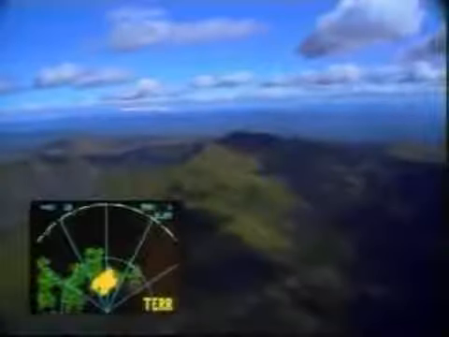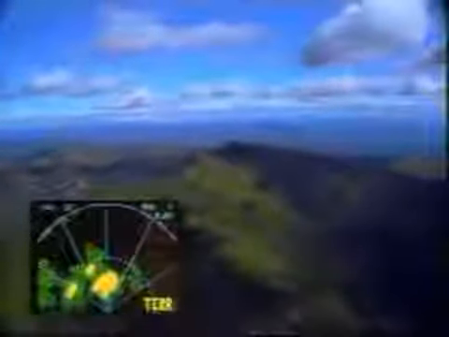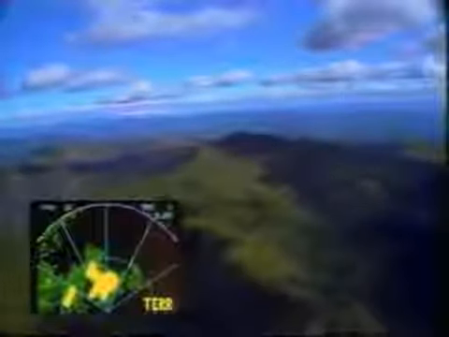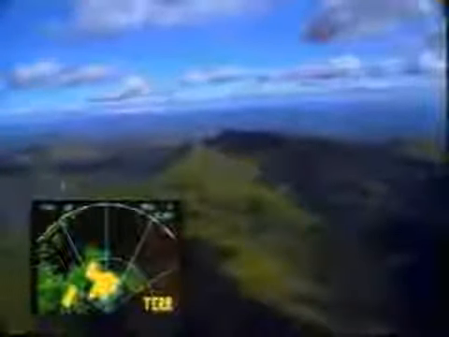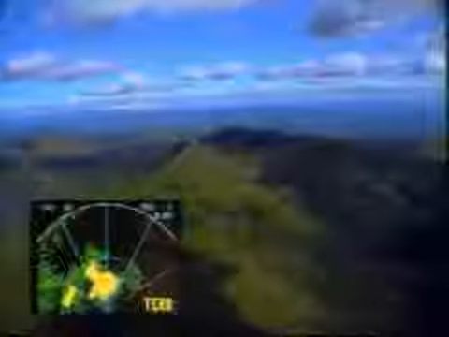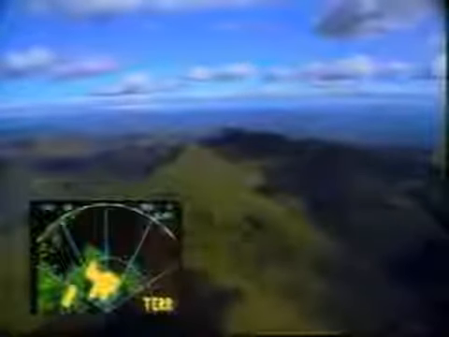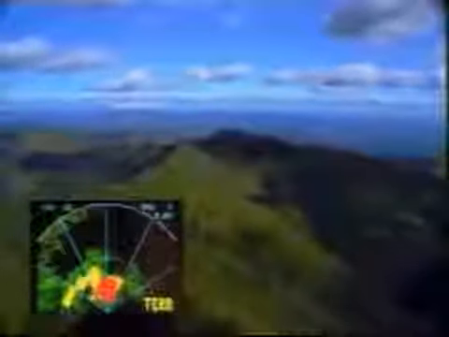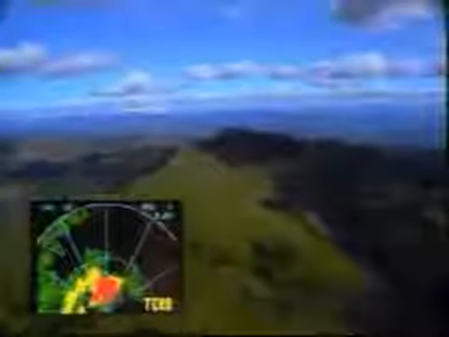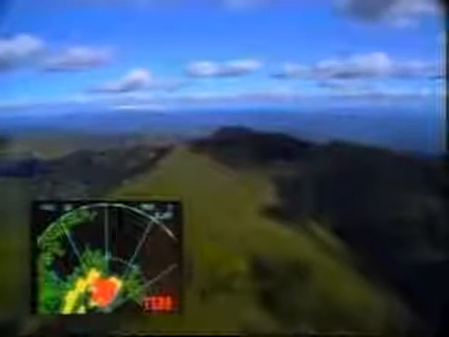Early generation GPWS sometimes gave false warnings, and some flight crews became accustomed to ignoring the warnings, leading to numerous CFIT accidents. Today, GPWS is extremely reliable due to enhancements in technology, and advanced systems such as the enhanced GPWS and the Terrain Awareness Warning System are even better. False warnings are highly unlikely with these new systems.